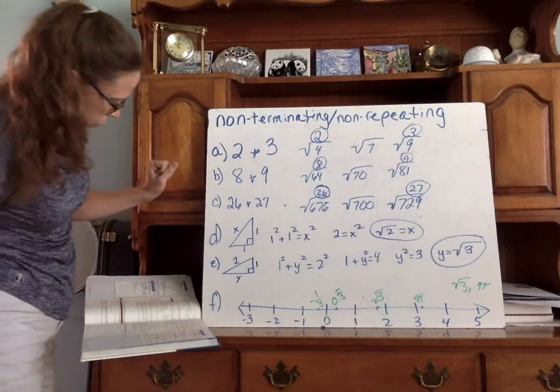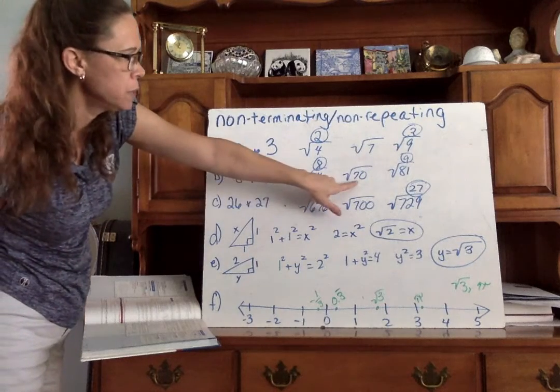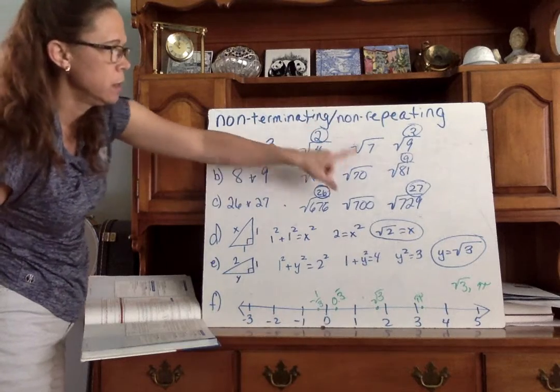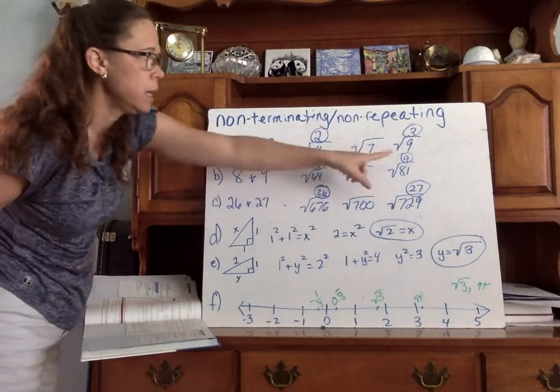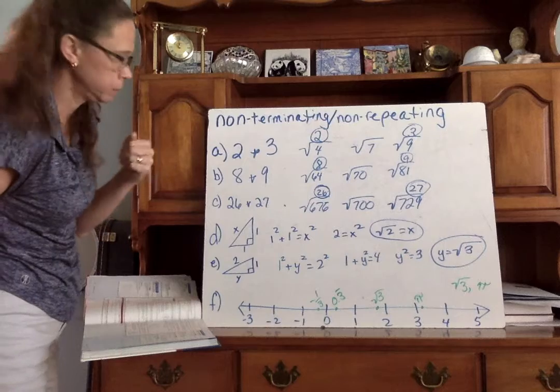B, the square root of 70 is between 8 and 9. The perfect square just below it is 64. That has a root of 8. The perfect square just above it is 81. That has a root of 9. It's between 8 and 9, closer to 8. Okay, it's 8 point something.